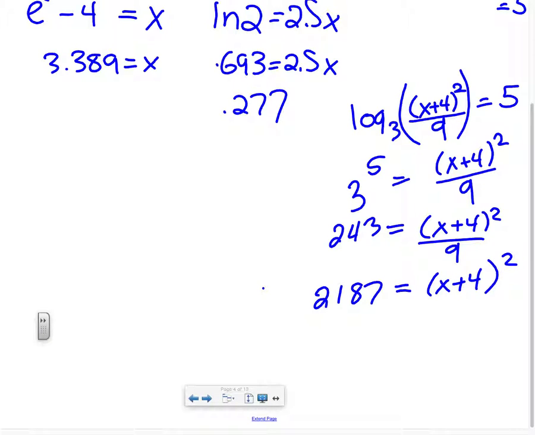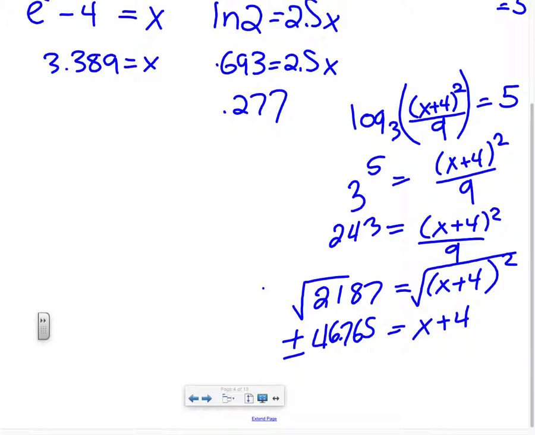Okay, and you don't want to FOIL this out because you're going to square root it, right? So just take the square root of both sides. Then it's probably not going to be a nice number. Yeah, I get 46.765. Now the one thing that's important here is plus or minus. All right, don't forget the plus or minus when you take a square root. All right, and then I'm going to subtract 4. So I get 46.765 minus 4. I get 42.765.